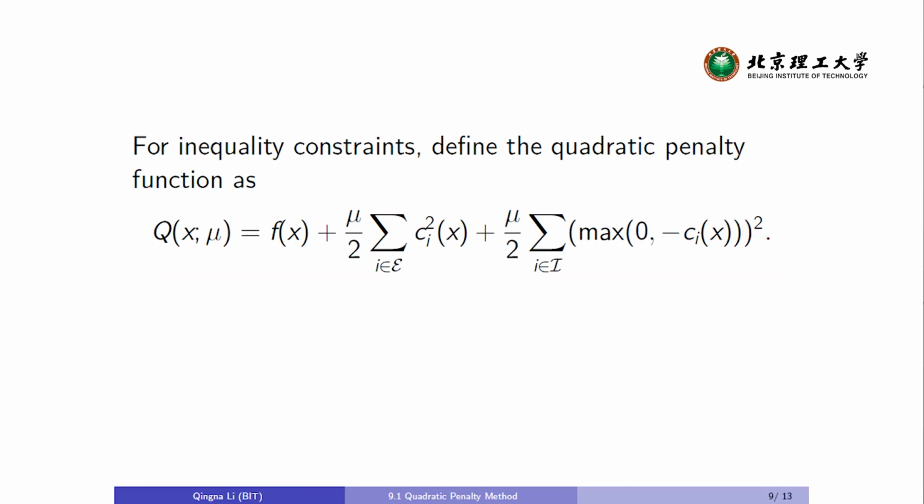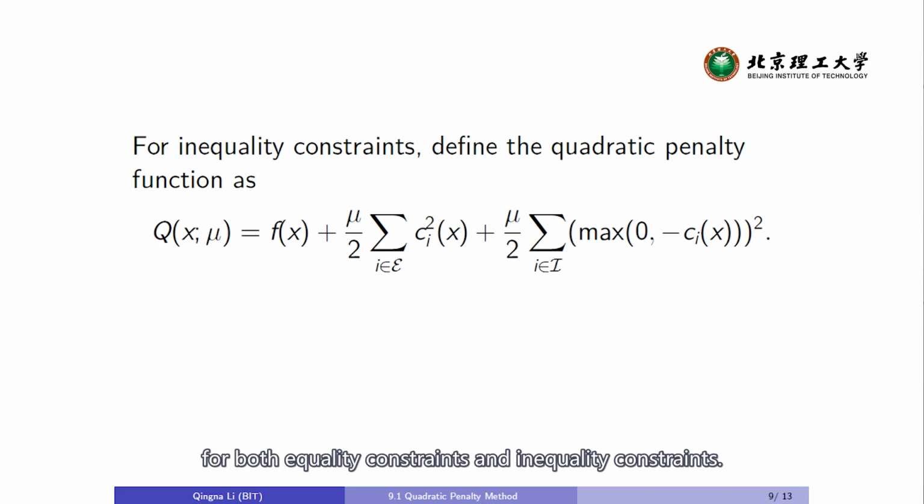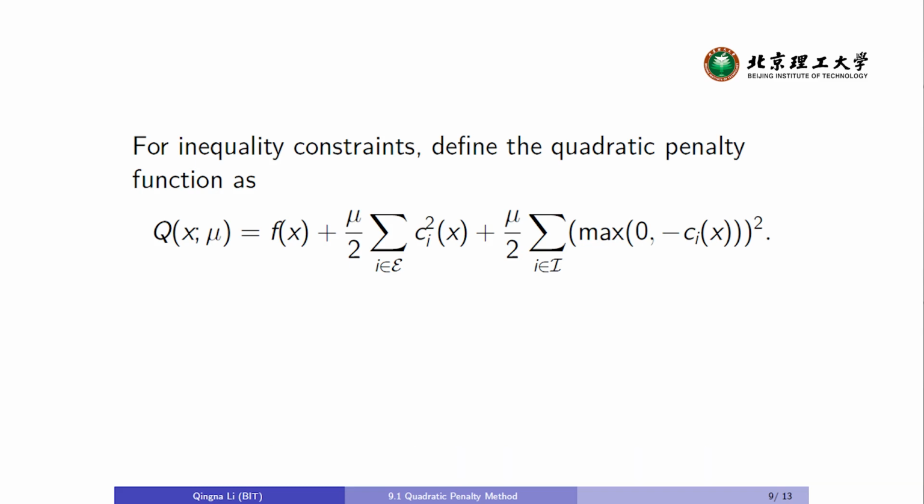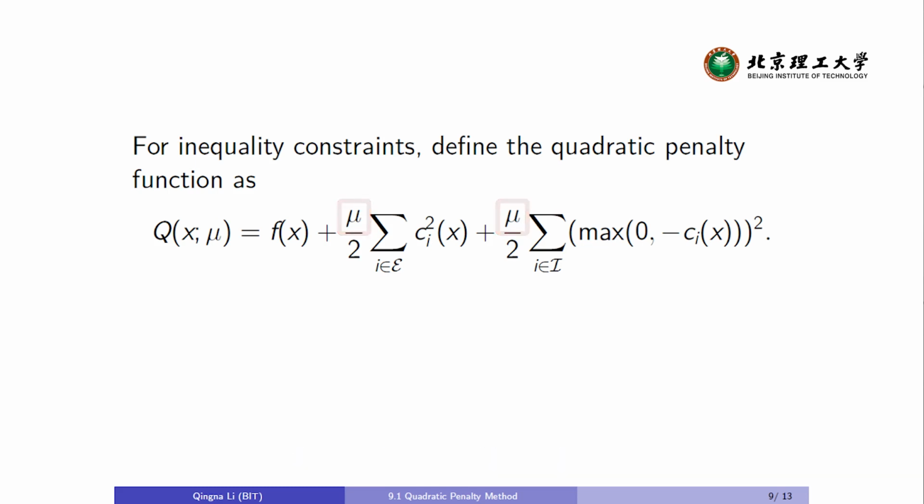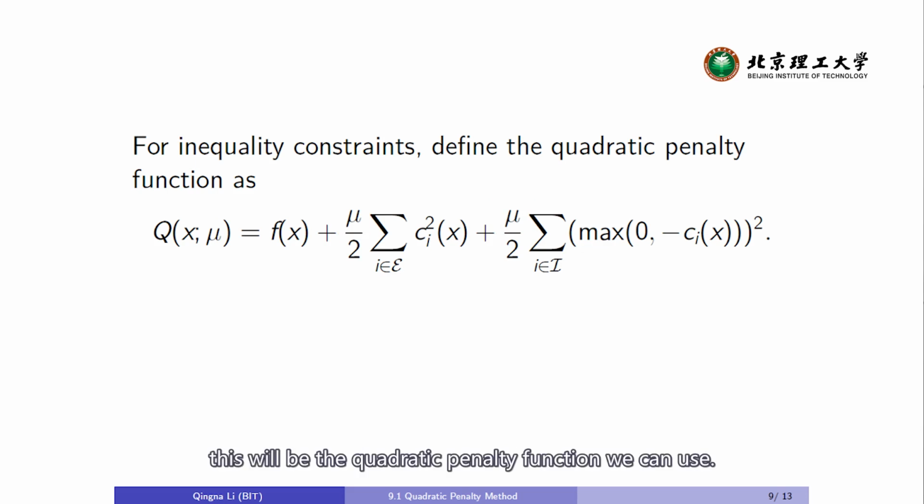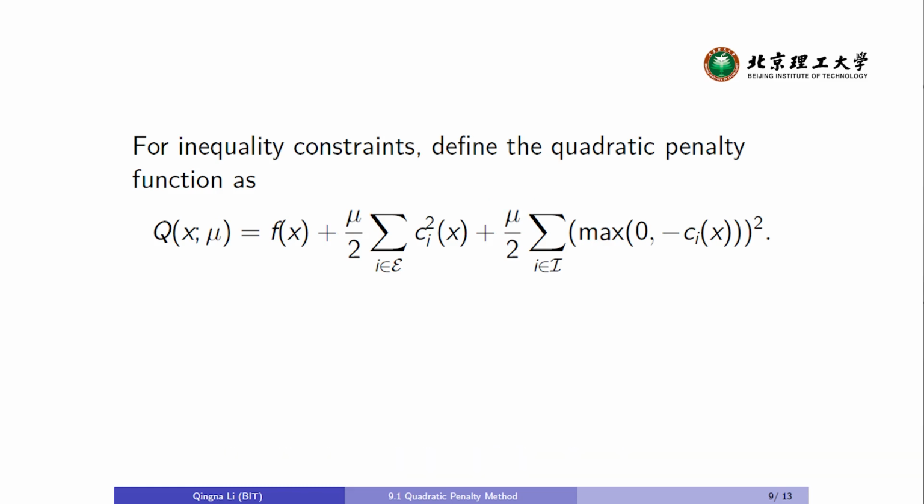Putting together the equality penalty term and the inequality penalty term, we get the quadratic penalty function for both equality constraints and inequality constraints. Notice here that the penalty parameter mu is the same for the equality and inequality terms. So for general problems, this will be the quadratic penalty function we can use.